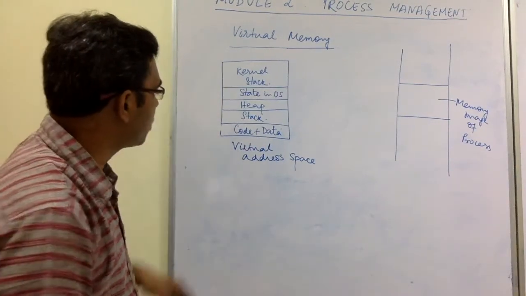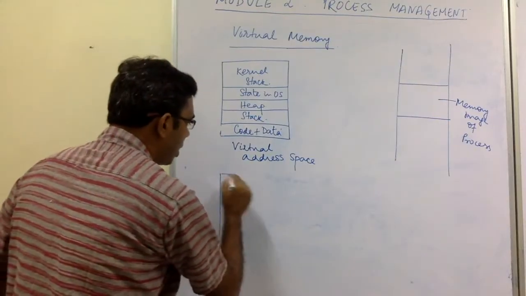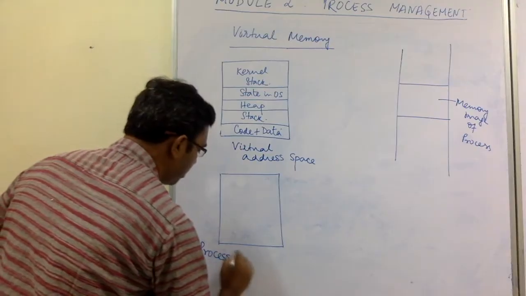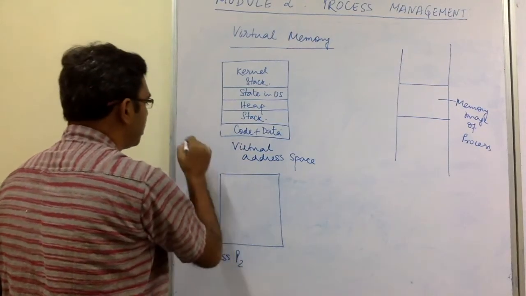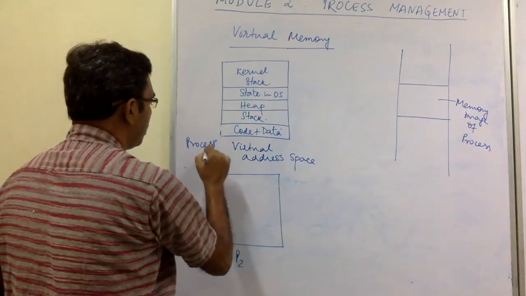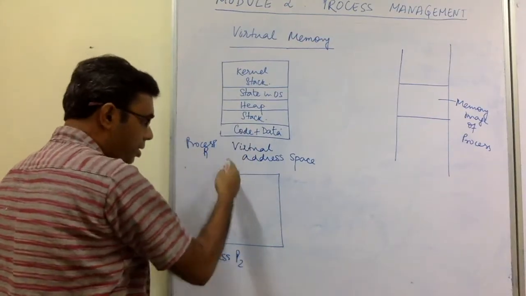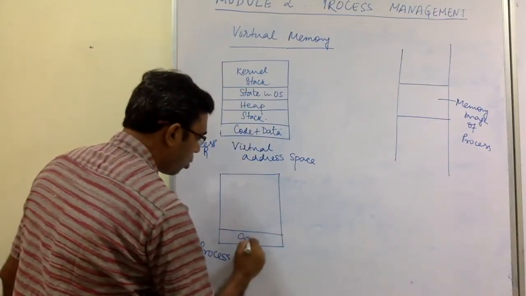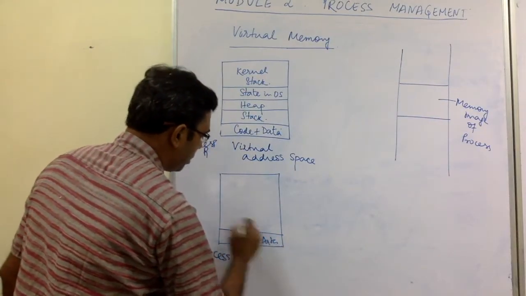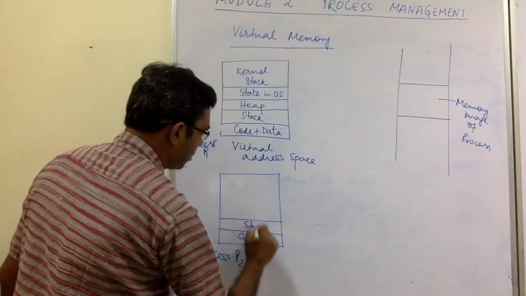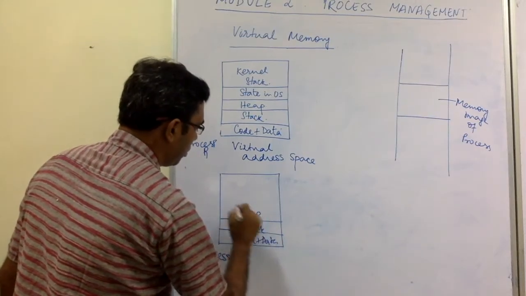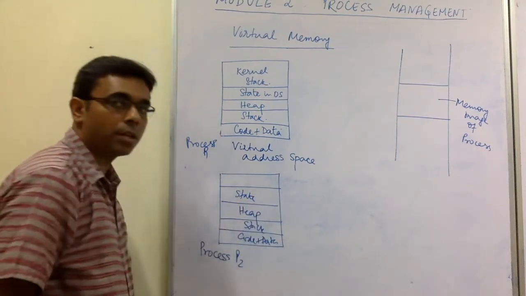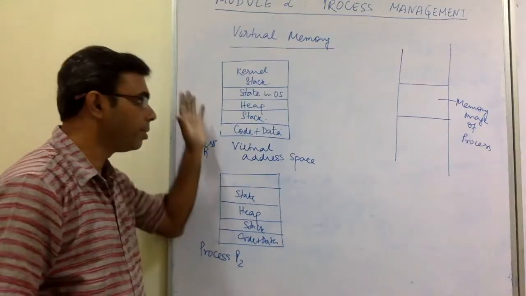Now, interestingly, every process that you create can have a 4 GB size. So let's say this is process number 1. Similarly, I can also have another process, process P2, which has the same. So this is the virtual address space of process P1, and this is the virtual address space of process P2. This will also have its own code, data, the stack, the heap, another kernel stack, the state. So this will also have its memory image, and this can also have 4 GB.